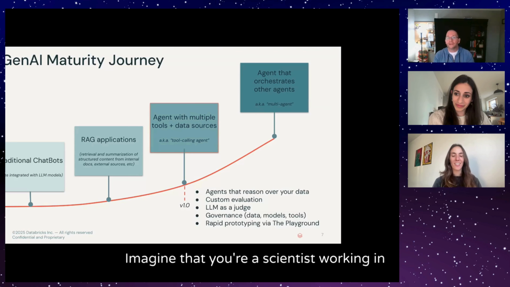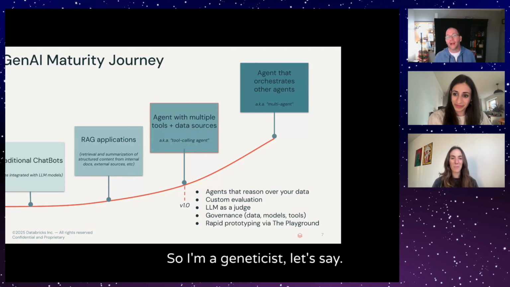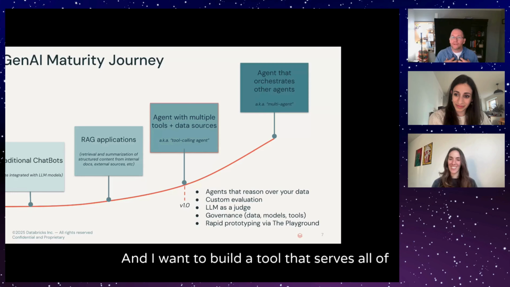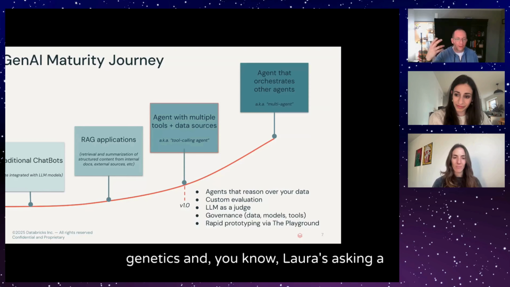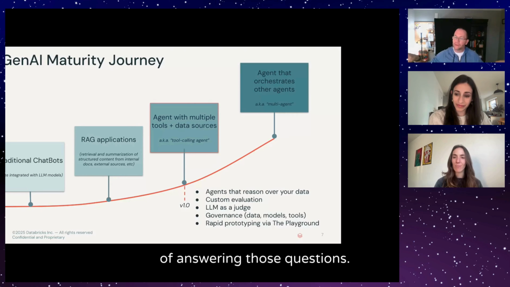Imagine that you're a scientist working in a lab and your peers all have different specialties. I'm a geneticist, let's say, Maria is a microbiologist, Laura is an astrophysicist. We all work in the same lab, and I want to build a tool that serves all of us equally well. I'm asking a question about genetics, and Laura's asking a question about astrophysics. We want a tool that does an equally good job of answering those questions.